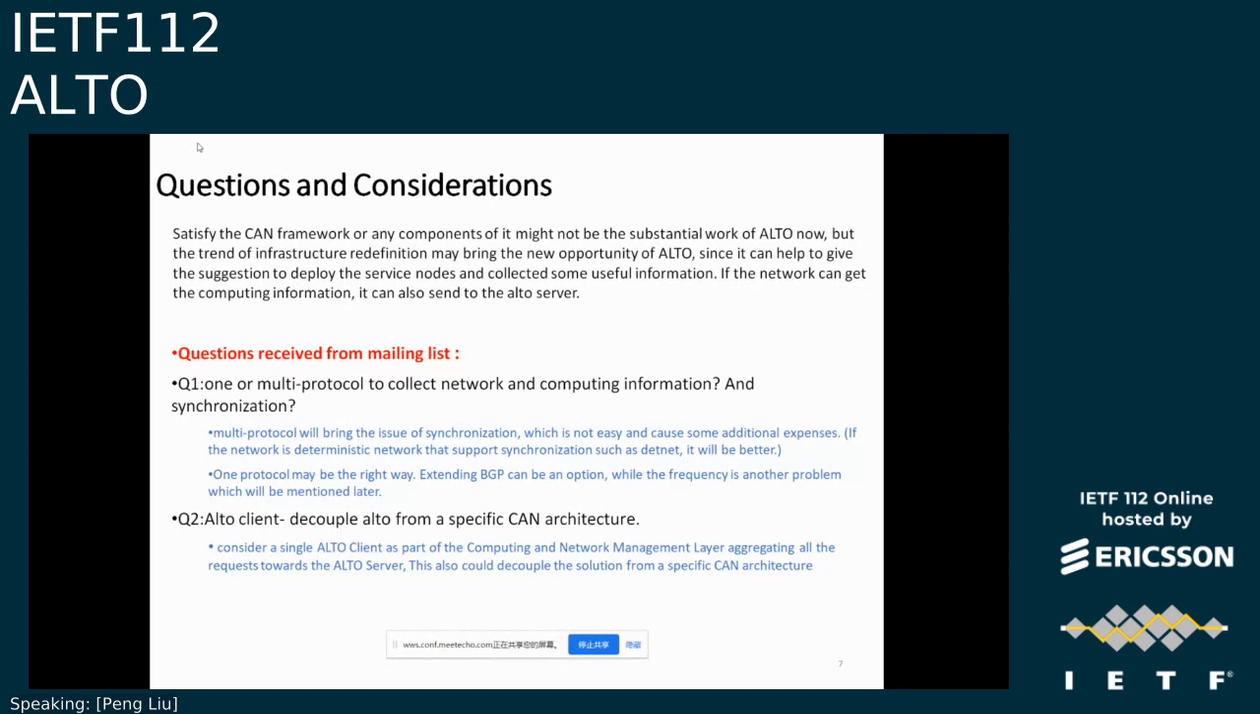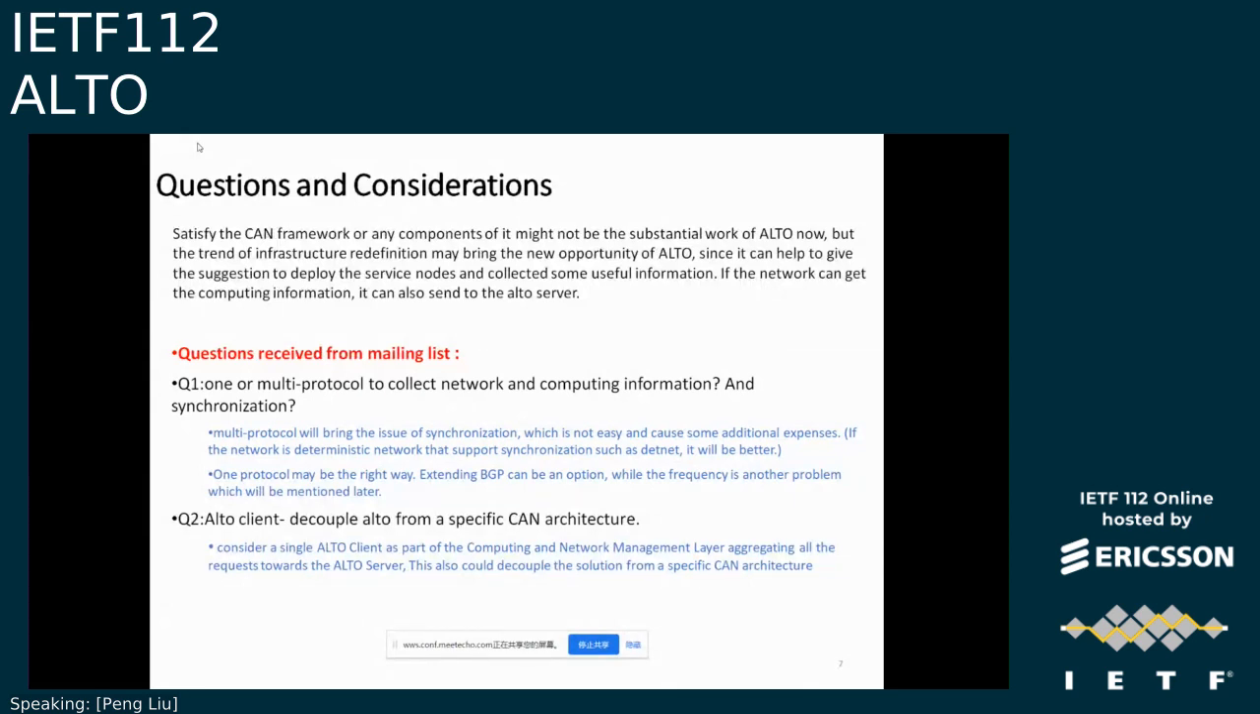And we exactly know that satisfying the same framework or any components of it might not be the substantial work of auto now, but the trend of infrastructure redefinition may bring the new opportunity of it, since it can help to give the suggestion to deploy the service node and collect some useful information. If the network can get the computing information, it can also send to the auto server. So here are some questions received from mailing list.